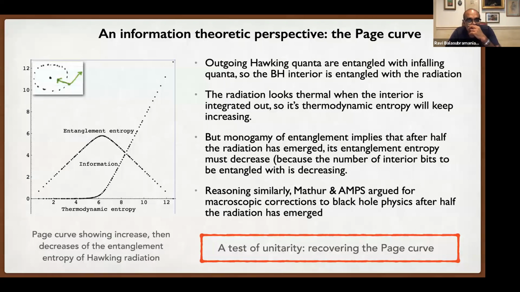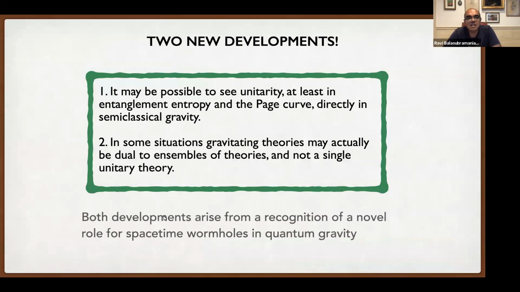So an interesting new development over the last couple of years is that it may be possible to see unitarity, at least in as much as you're talking about the Page curve. I'm not actually recovering the microstate. I'm sorry, in the Page curve, it may be possible to see unitarity directly in semi-classical gravity. Honestly, that's a real surprise to me because I would have expected that even to see this sort of decline and see the monogamy of entanglement, you may need to know something about the microstates, but perhaps not. Maybe semi-classical gravity can actually reveal that, and that's been the interesting development of the last couple of years.